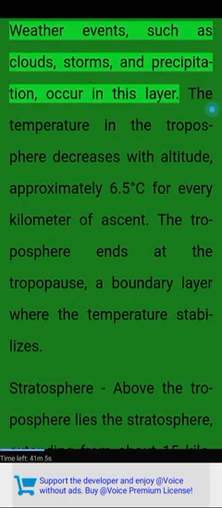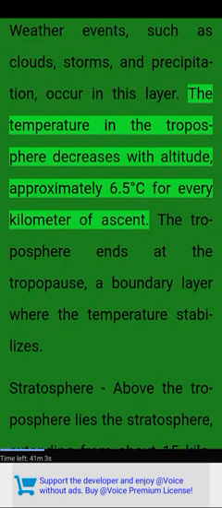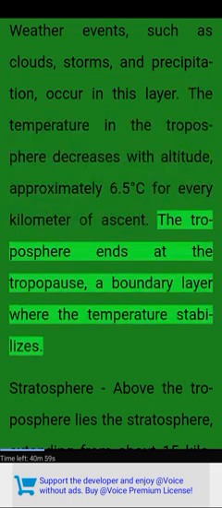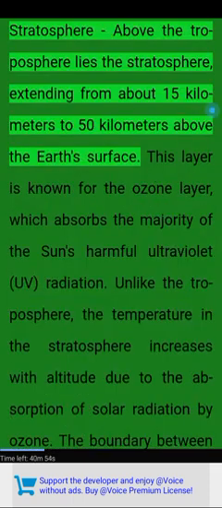Weather events, such as clouds, storms, and precipitation, occur in this layer. The temperature in the troposphere decreases with altitude, approximately 6.5 degrees Celsius for every kilometer of ascent. The troposphere ends at the tropopause, a boundary layer where the temperature stabilizes.